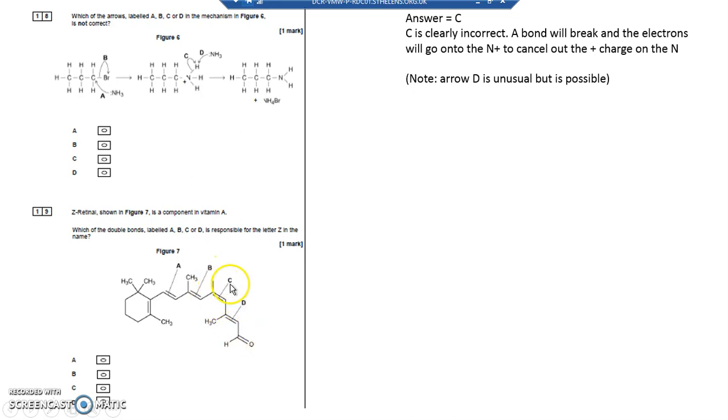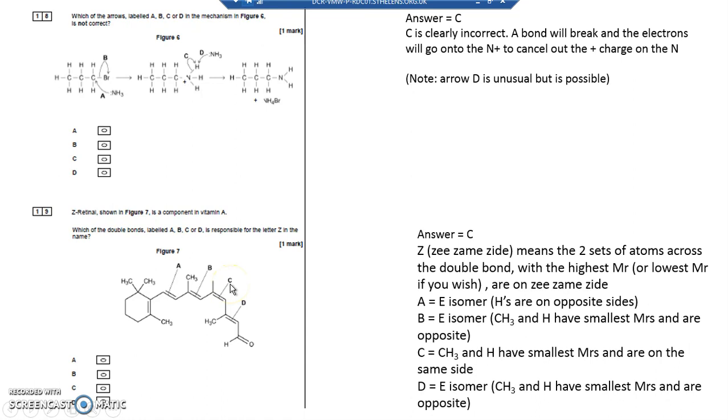So your answer is C. C is your Z isomer with the groups with the highest priority both going down from that carbon to carbon double bond.